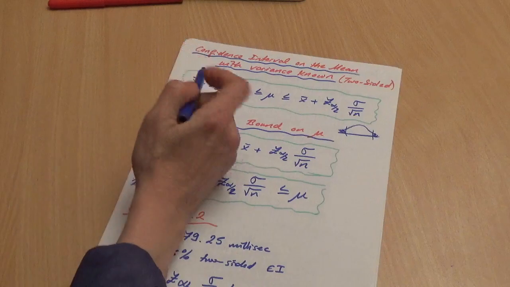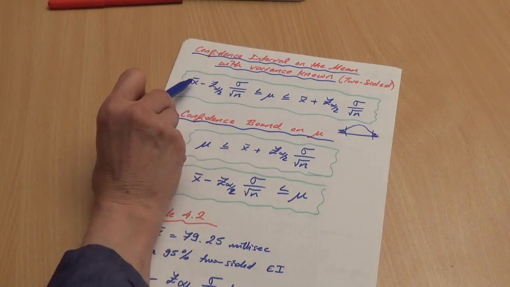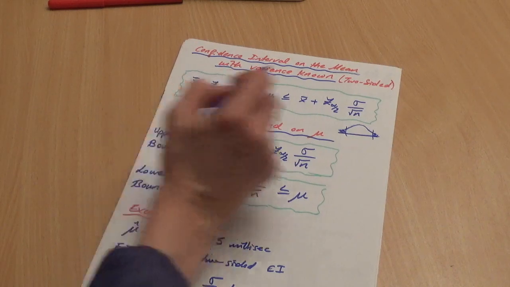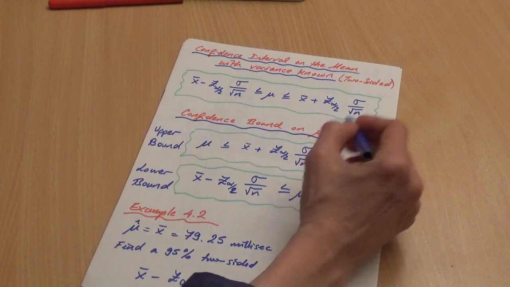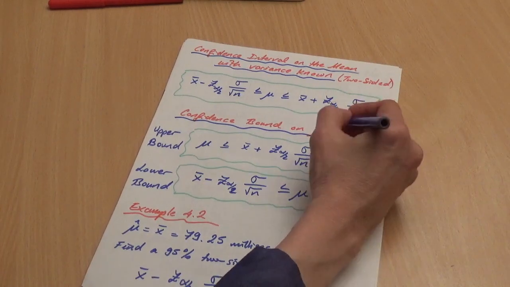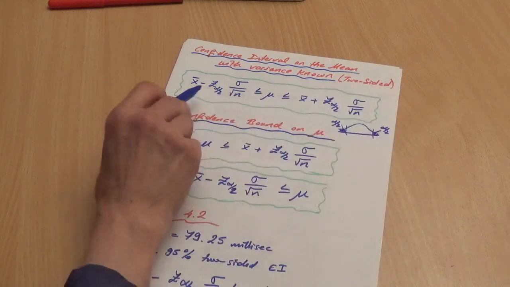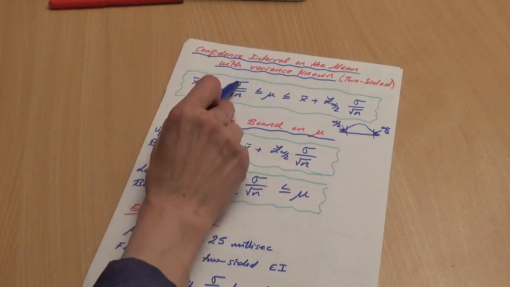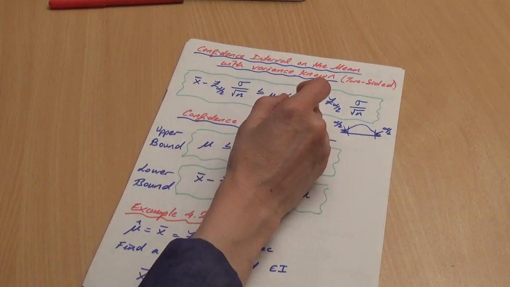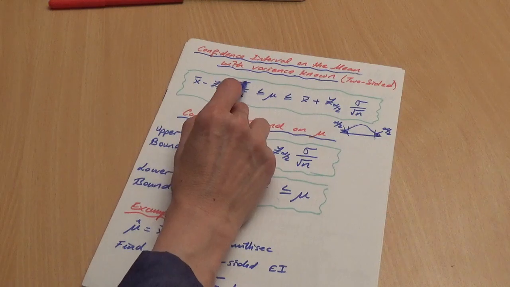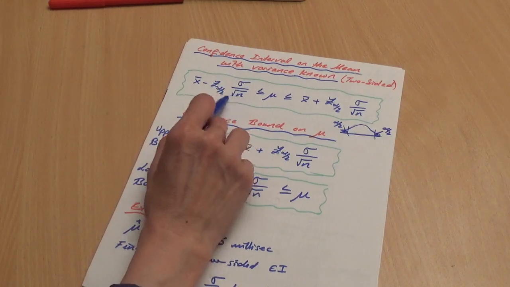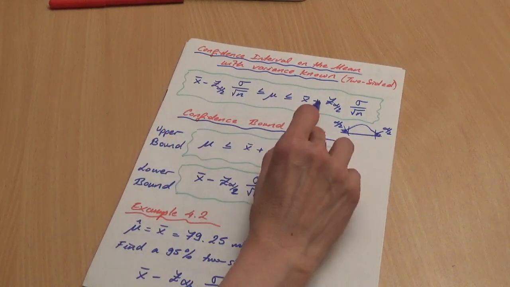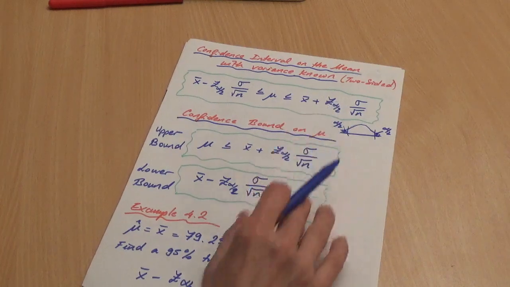So what's this equation? X bar, this is the average from the sample, minus z alpha over 2, because we divide by 2 since it's both sides. This is alpha over 2 and this is alpha over 2. We calculate this value from the table. Sigma, since we know the variance, this is the standard deviation, divided by the square root of n. So this is the lower limit and this is the upper limit of calculation.